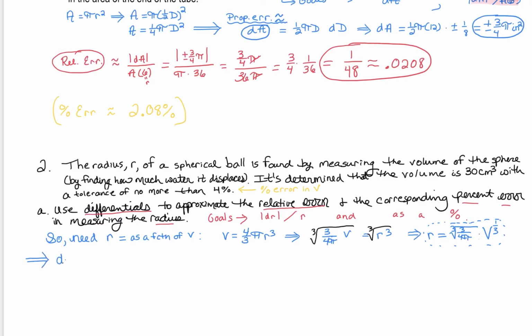So dr is going to equal, so again, this cube root of 3/4 pi is just a constant multiple. And then we're going to bring down our 1/3. And then v to the 1/3 minus 1 would be our negative 2/3. And then dv. So there's my differential. Now, my goal, so we have a couple of choices. I mean, could I start to sub in, it looks like, we know the volume is 30, could I maybe start to sub that in? I don't have dv though.